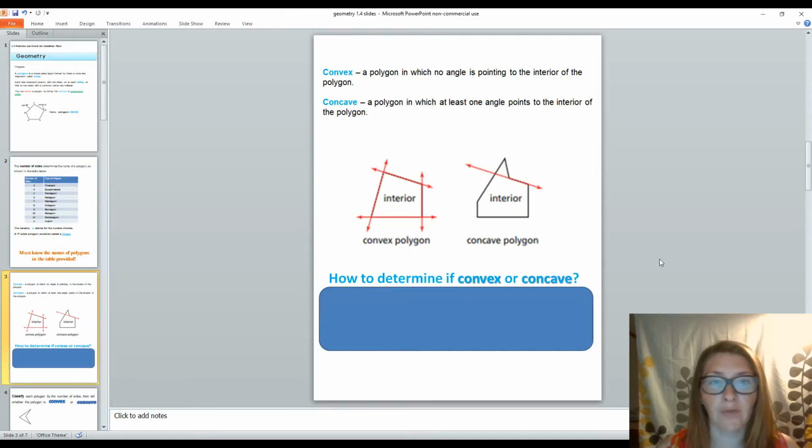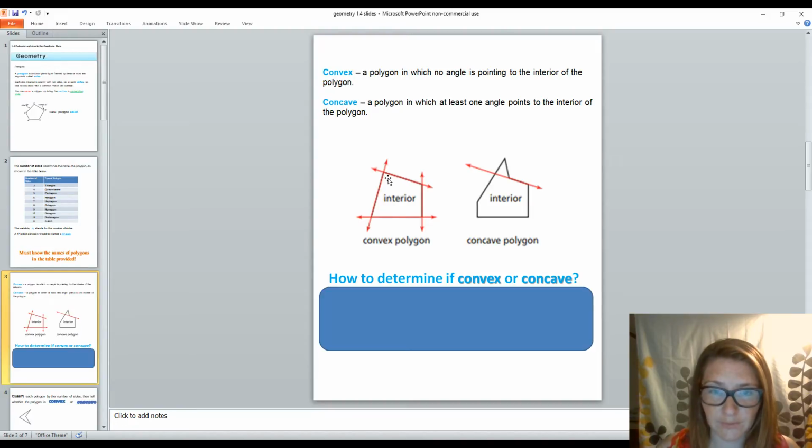All right, a few more vocabulary terms. We have convex and concave. Convex is a polygon in which no angle is pointing to the interior of the polygon. Concave is a polygon in which at least one angle points to the interior of the polygon. I'm not a fan of these definitions, so here is how I determine if I have a convex or a concave polygon.